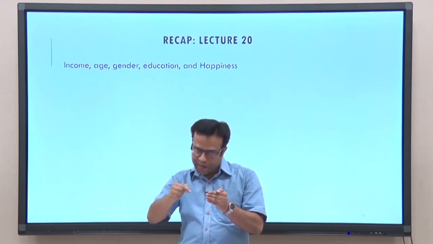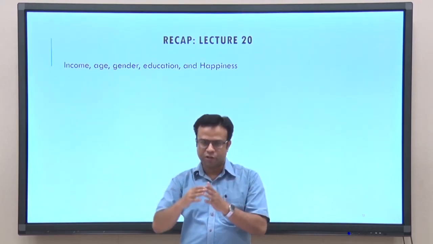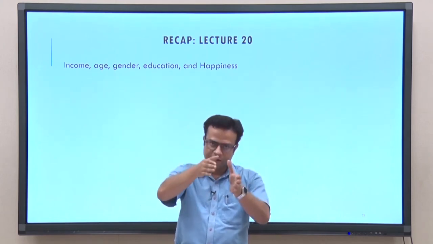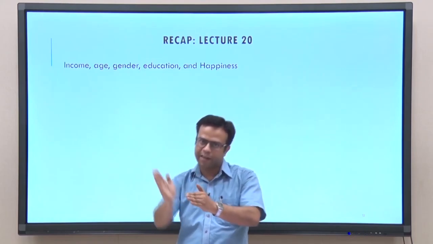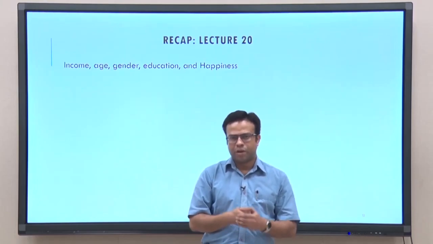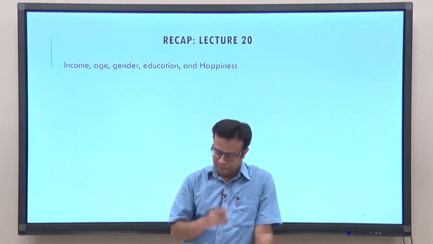So there is a dip in happiness level at middle age, maybe 40 to 55 years of age, and then it slowly increases. In young age it is a little higher, then it goes down in middle age, then it rises again. That is the meaning of a U-shaped relationship. We have discussed this phenomenon, and we also discussed some possible reasons for it.